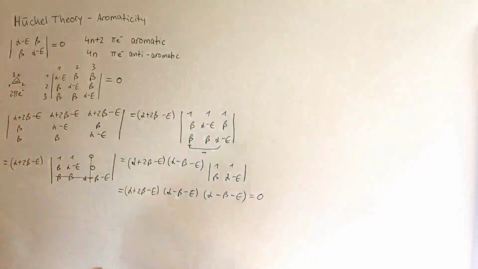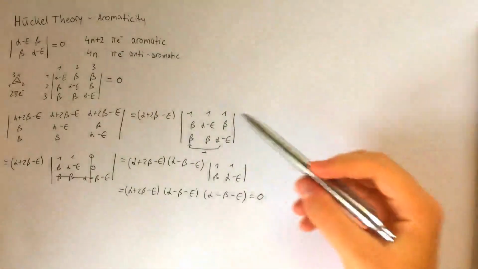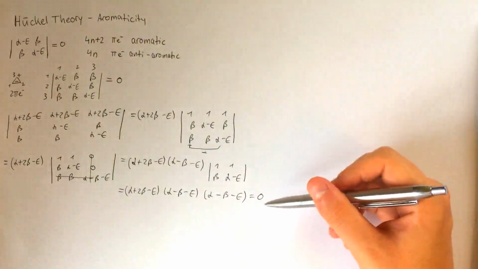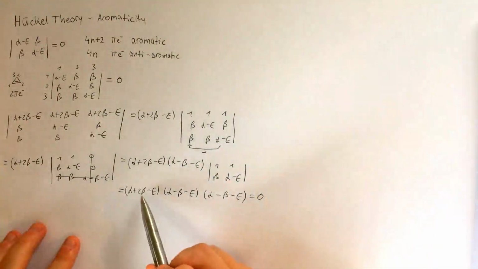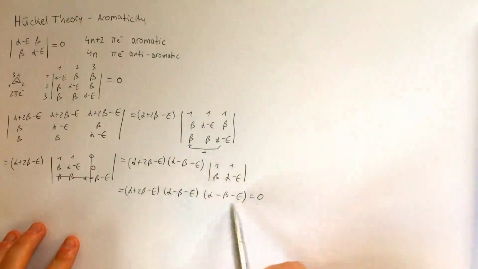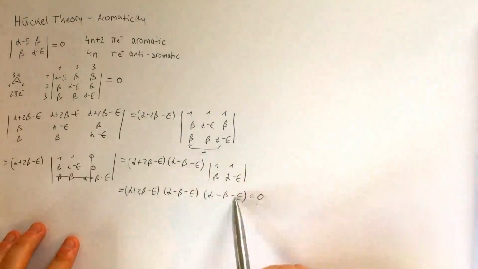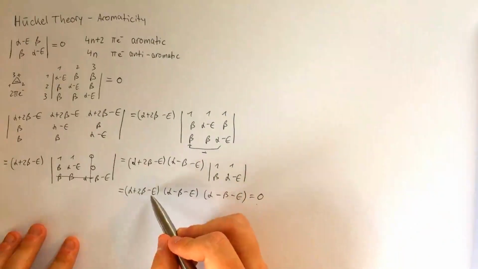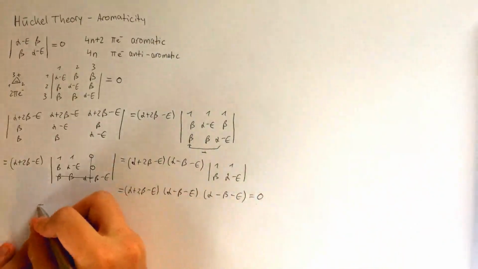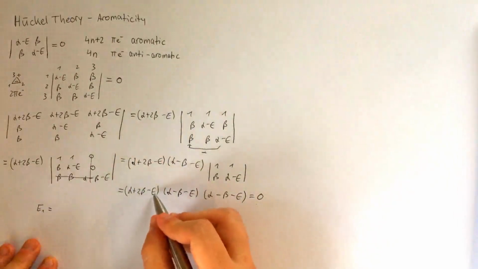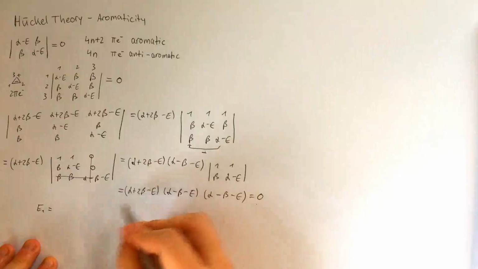equals 0. This way of solving the determinant allows us to immediately read off the solutions, because this product has to be 0, and the product will be 0 if each of these terms is 0. So if we look at this term, when is it 0? I'll call it E1. It's 0 if E is equal to alpha plus 2 beta.